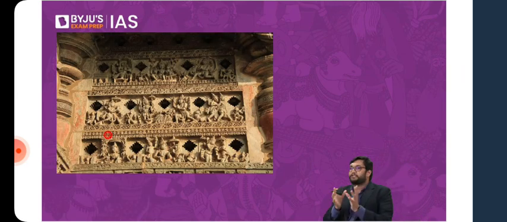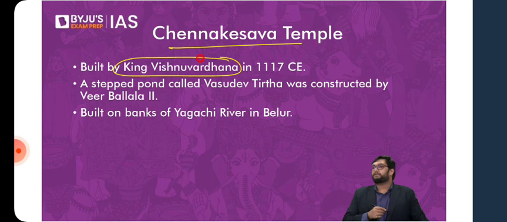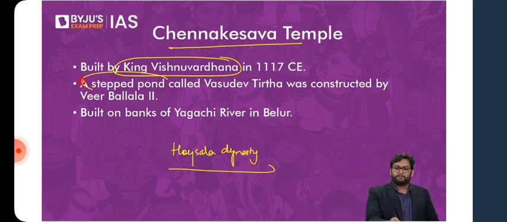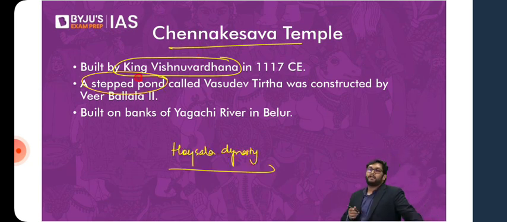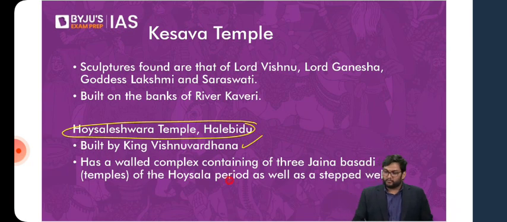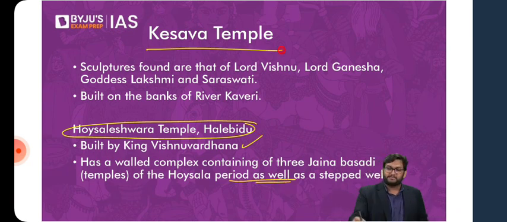Now, just to know the basic details about them, the Chennakeshwara temple was made by King Vishnuvardhan of the Hoysala dynasty. And it has a stepped pond in it, called Vasudeva Tirtha, added by his successor Veera Ballala II. It is on the bank of the Yagachi river in Belur. The Hoysaleshwara temple is also by Vishnuvardhan. It is known for three Jain temples also made along with this temple. And last but not least is the Kesava temple, which is not attributed to a king, but we have sculptures of Lord Vishnu, Ganesha, Lakshmi, and Saraswati, and it is on the Kaveri river.